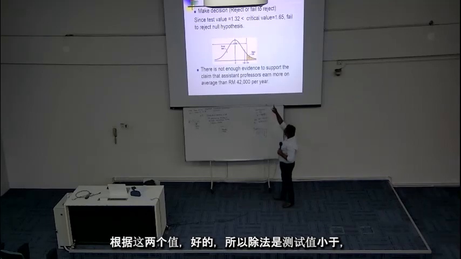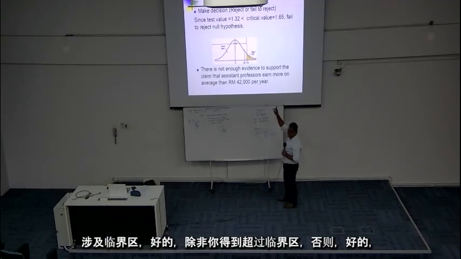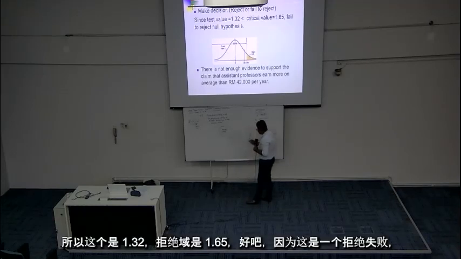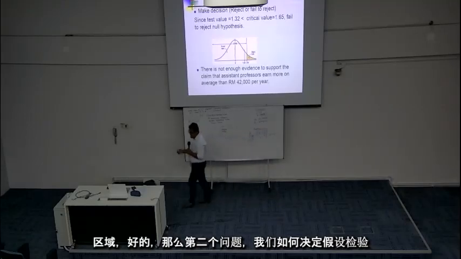So we make the decision based on these two values. The decision is: test value is less than critical value, TV less than CV, so fail to reject. Why? Because the test value 1.32 is not within the critical region. Unless you get more than the critical value. The rejection region starts at 1.65. Since this one fails to reject, but if your test value is 1.70, it will be rejected, because it is within the rejection region.